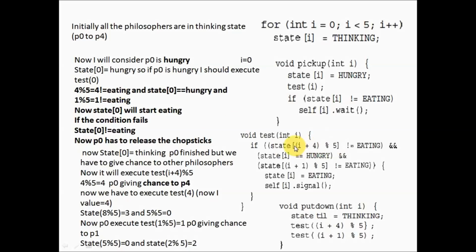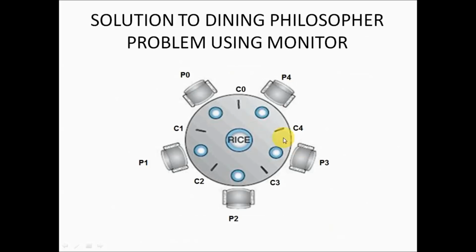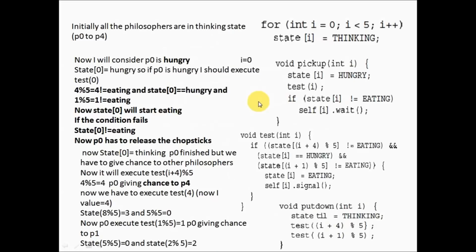I told you, right? This is the left neighbor. So what is the left neighbor of P naught? P4 is the left neighbor. See, P4 is the left neighbor of P naught. That's why 4 modulus 5 is what? 4.